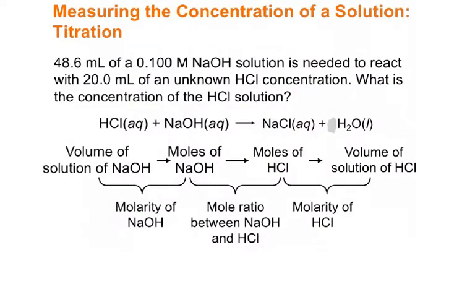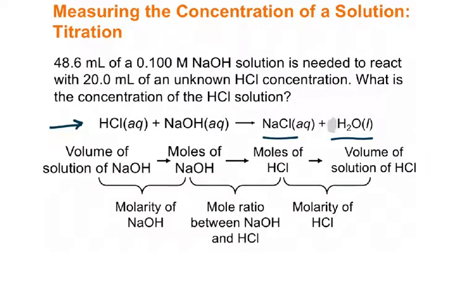Here's an example. According to this, we are using 0.1 molar NaOH solution. It took the experimenter 48.6 milliliters to titrate an unknown hydrochloric acid solution, and in that solution we had 20 mLs. Now you can see the reaction right over here. The acid plus the base gives you salt and water. This is a classic neutralization reaction.